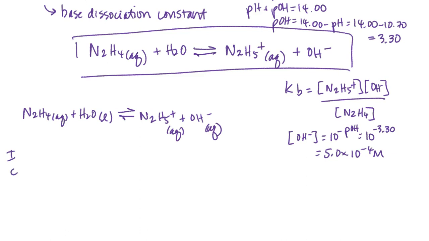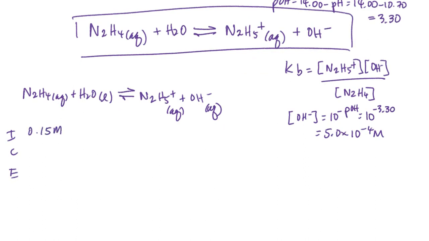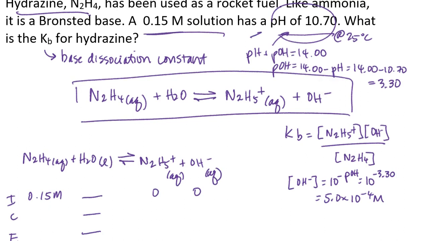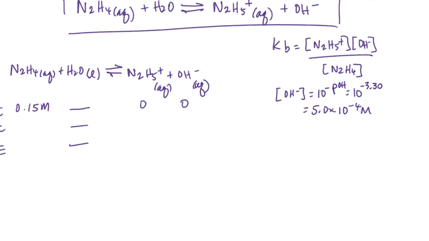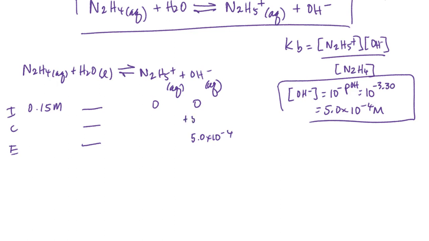So what we have, according to the problem, is an initial concentration of 0.15 molar in the hydrazine. Now again, water being a pure liquid, we would not monitor its concentration within the ice table. Then initially we would have none of the conjugate acid of hydrazine and also none of the hydroxide ion. But I know, based on the pH measurement, again if you recall from our last tutorial, this is actually an equilibrium measurement. Then based on the calculation I carried out earlier, I do know the equilibrium concentration of the hydroxide ion. So that would be 5 times 10 to the negative fourth. So that means that the change for the hydroxide ion was plus 5 times 10 to the negative fourth.